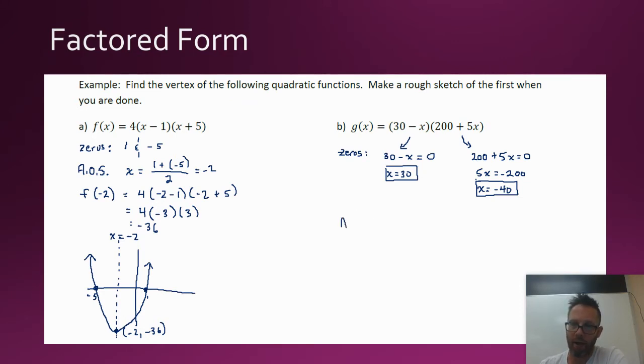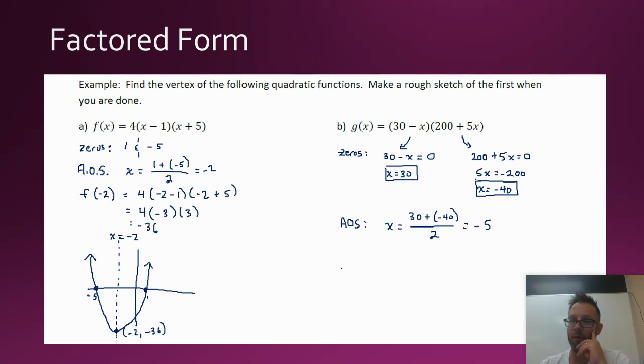Okay, so what's our axis of symmetry? Well, what's halfway between 30 and -40? Some of you might be able to just do the mental math. If you're unsure, average them. 30 plus -40 divided by 2. That's -10 divided by 2, or -5. We know that our vertex occurs along the axis of symmetry at x equals -5.